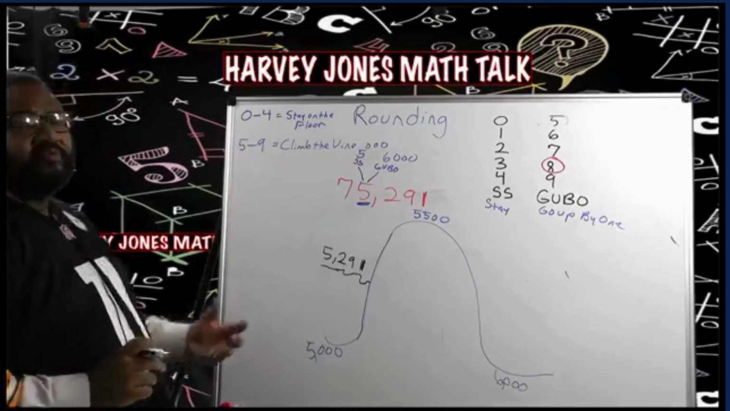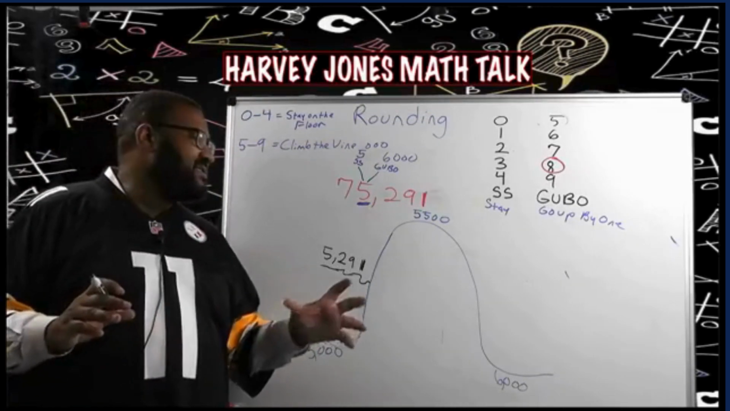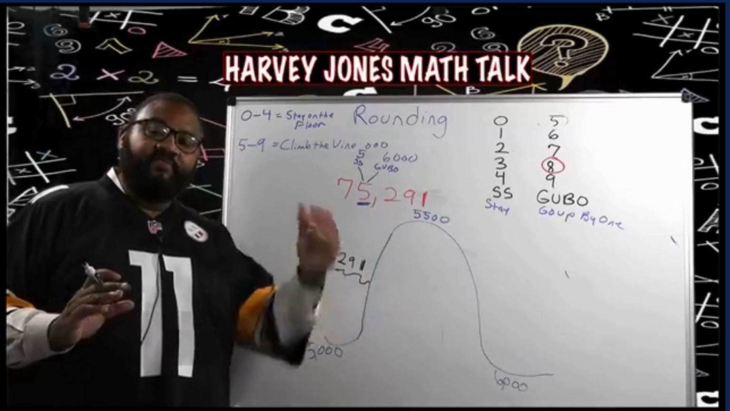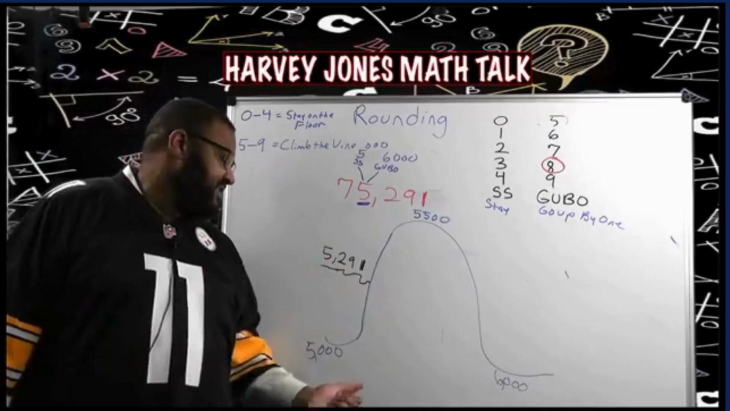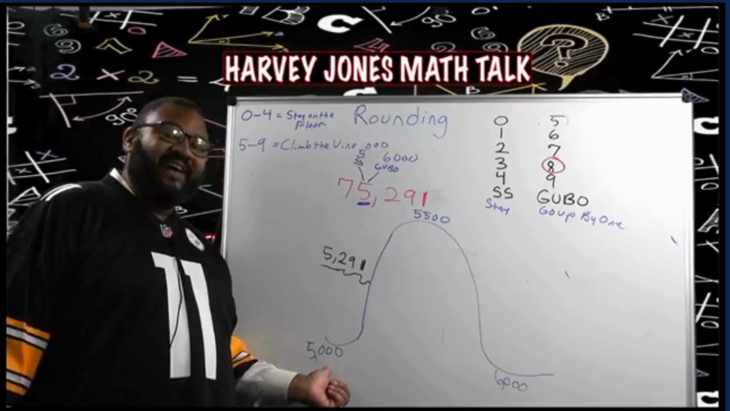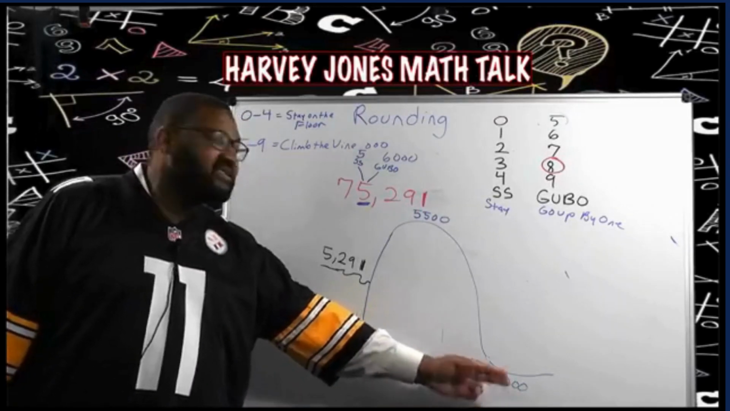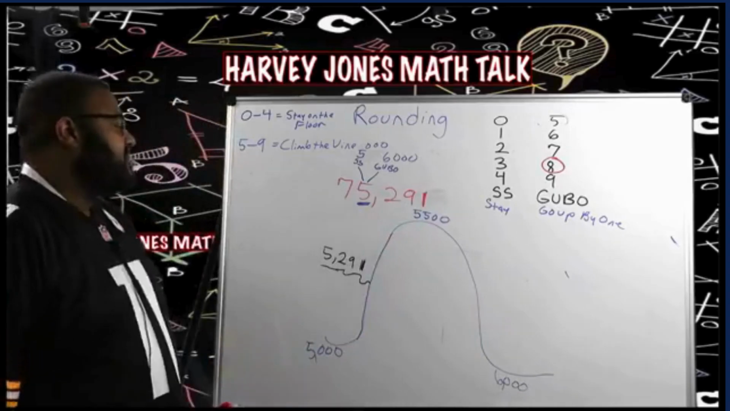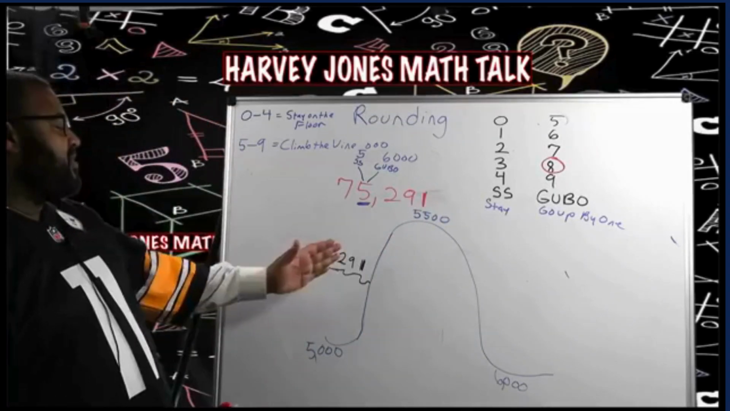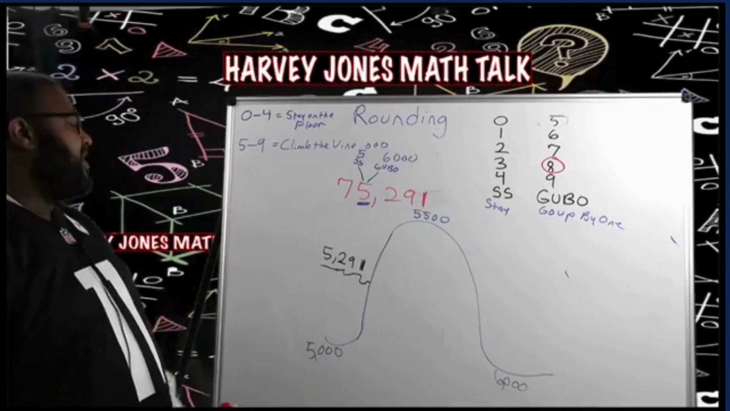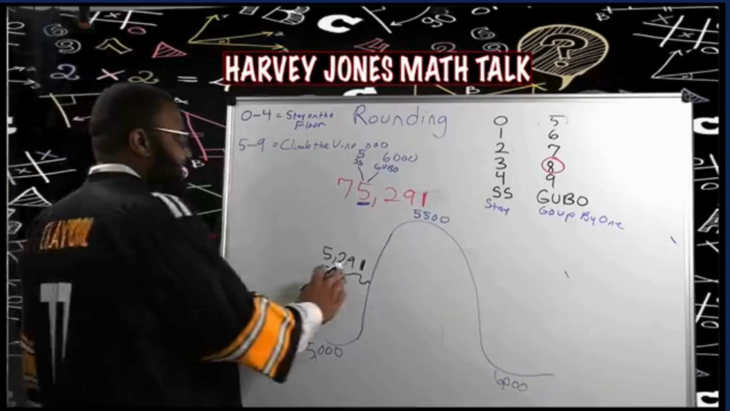All I'm showing you is the same thing as a number line. This is still a number line. I just put a little curve in it. Why? Because we identified the lowest, which is 5,000. We identified the highest, which is 6,000, but we put a number in the middle. So guess what this means? That this number over here is closer to this one over here. But let's check it out.